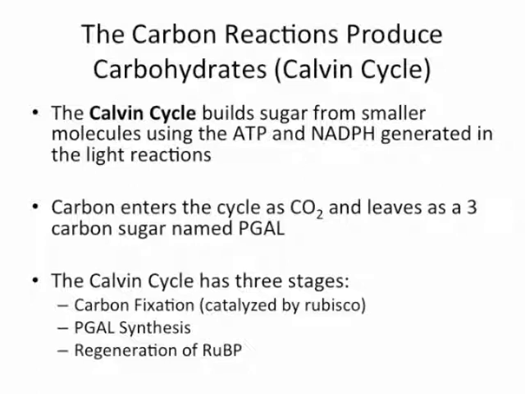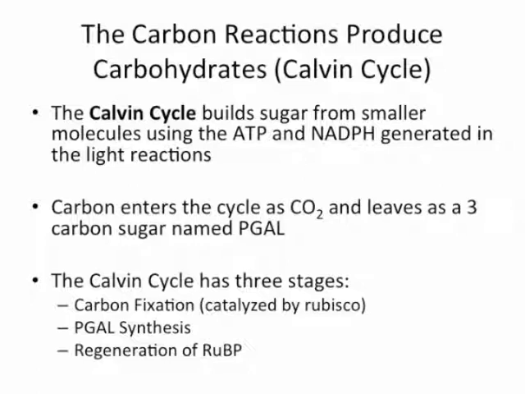First one is carbon fixation, which uses an enzyme called Rubisco. Second one is PGAL synthesis. You're actually going to synthesize the end product in the second step. And then the third step is a regeneration of RuBP. This is a cycle. So a cycle tends to end up where it started, and we're going to see that you're going to end up with the starting material by the end of this, but you are going to produce some PGAL, a 3-carbon sugar, every time you go through the Calvin cycle.